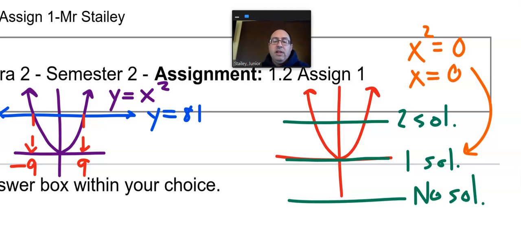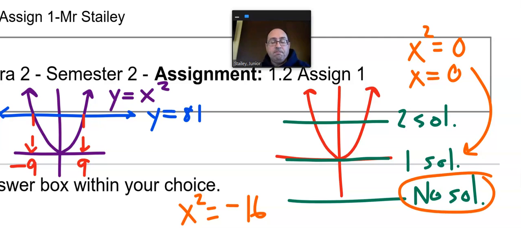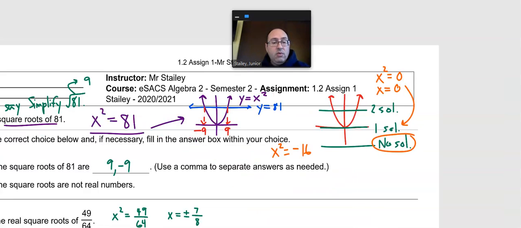Okay, but what if they said something like x squared equals negative 16? The temptation is to take the square root and say, oh, it's plus or minus 4, but that's not true. According to the picture, there is no solution to that question. So if we were to say, find all the square roots of negative 16, the answer would be no solution. Which is why you see there's an answer choice B here that says the square roots are not real numbers. So you would have to pay attention to that possibility.